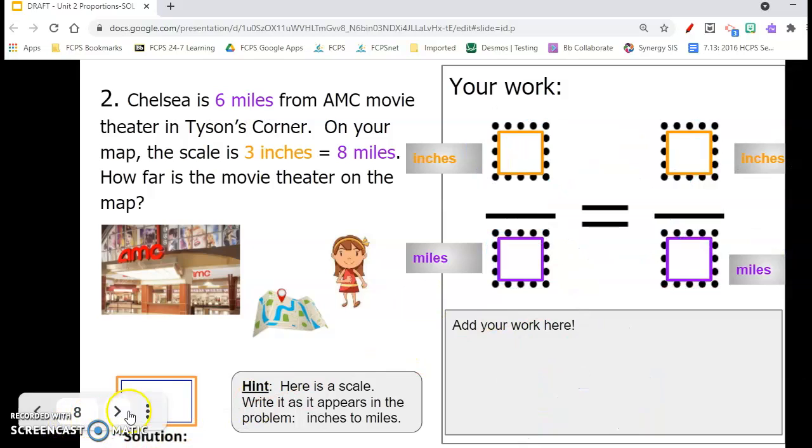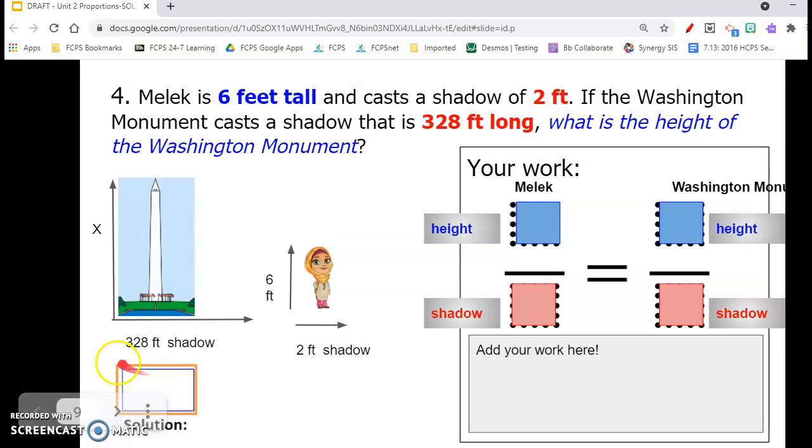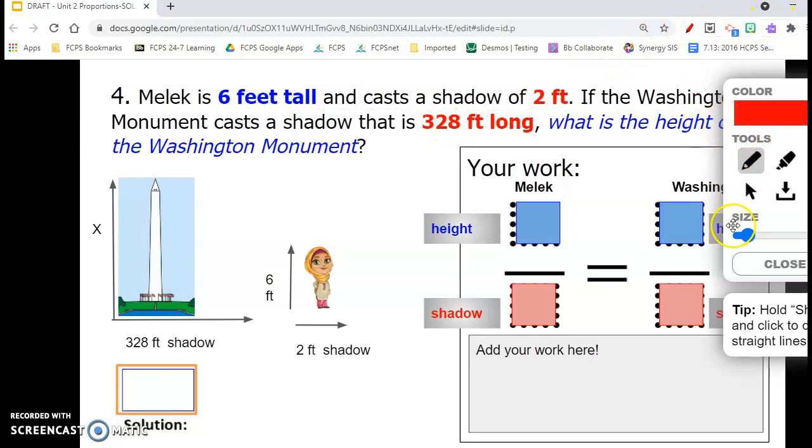Okay, next problem. Melek is 6 feet tall and casts a shadow of 2 feet. If the Washington Monument casts a shadow that is 328 feet long, what is the height of the Washington Monument? Hence, look at your picture. So I see that Melek is 6 feet tall. I'm going to just put that information in. So she is 6 feet.